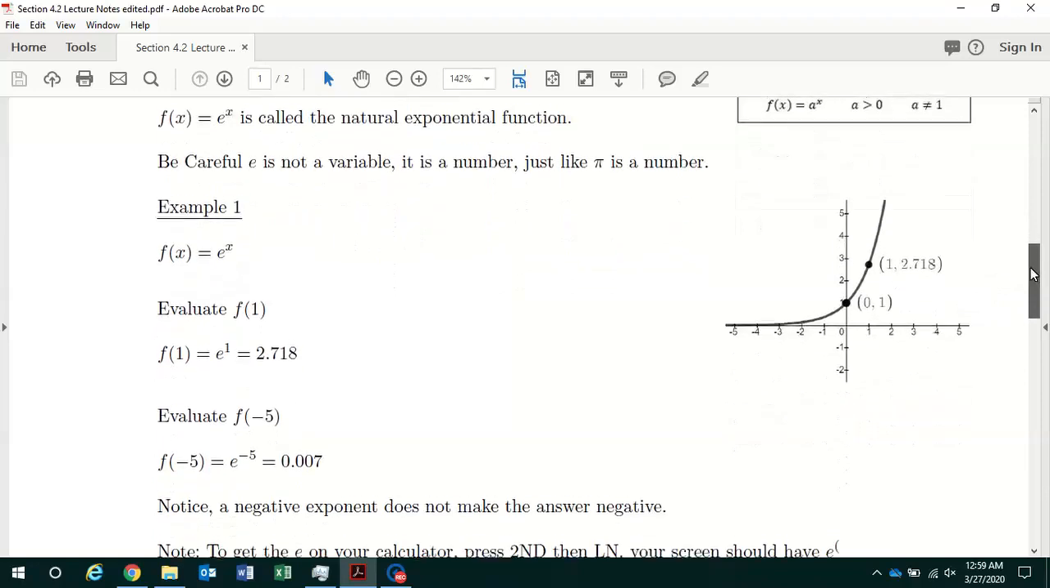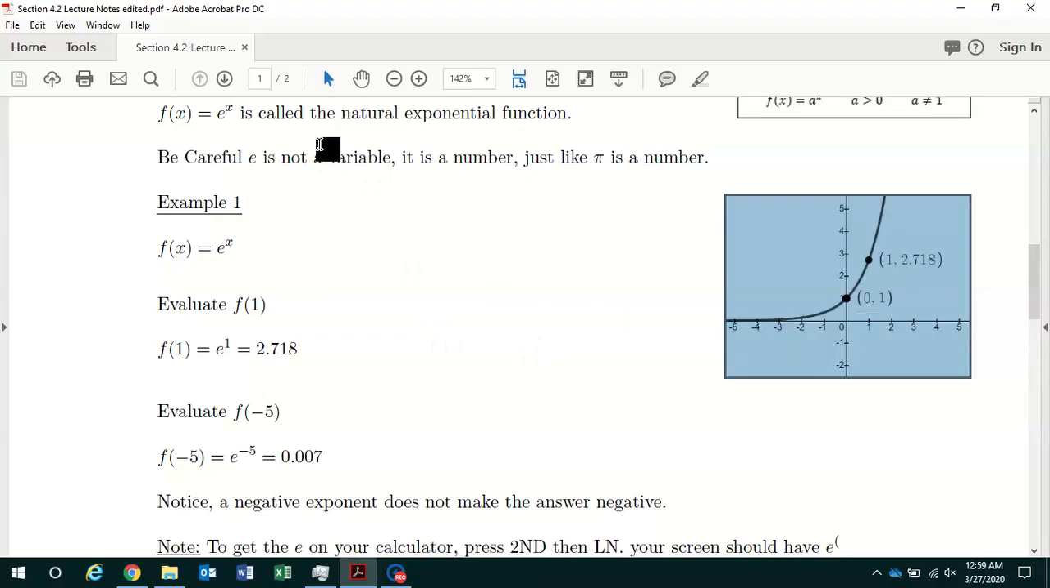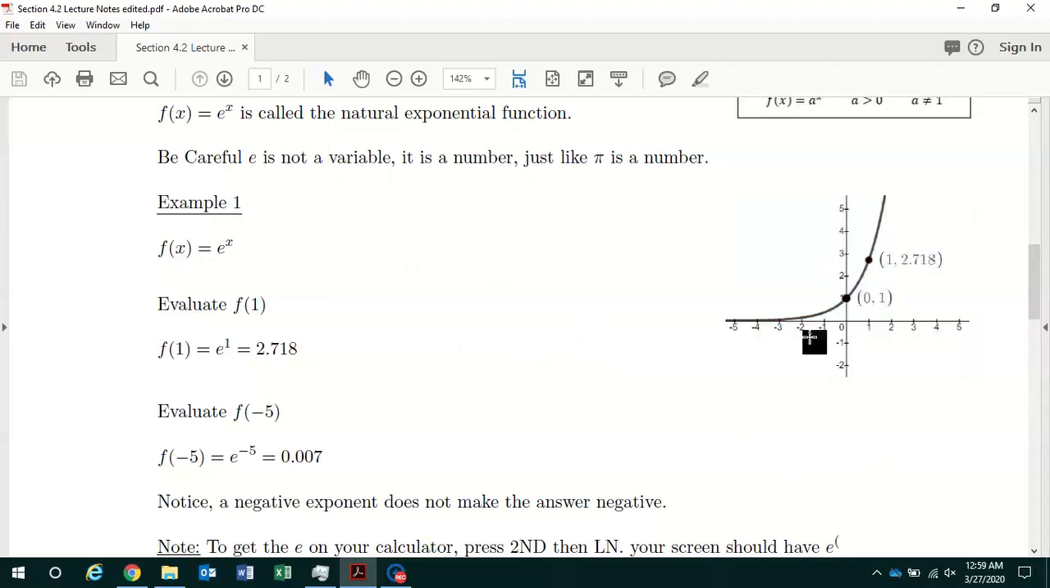So let's take a look at this example down here. Over here on the right is the graph of the natural exponential function f of x equals e to the x. You can see it's upward sloping, like some of the exponential functions that we graphed yesterday, right? It flattens out going to the left, but it rises rapidly to the right the larger the value of x is. So in this first example, f of x is equal to e to the x, the natural exponential function, and we want to evaluate that function at x equals 1.